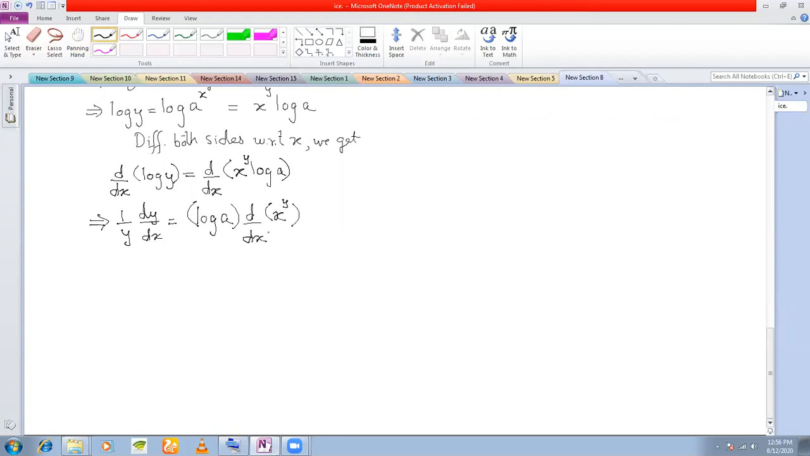Now the point is how to differentiate x to the power of y. This we have already done, but we'll do again for this problem. Let z is equal to x to the power of y. Therefore, log z is equal to log x to the power of y, which is equal to y log x. Differentiating.